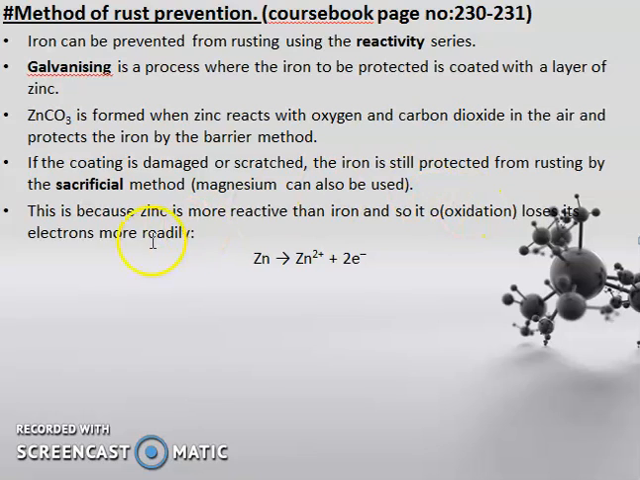It loses its electron more readily. Now see this zinc. So it is losing electron. You can see zinc gives Zn2+ and 2 electrons. There is loss of 2 electrons. Got it? So zinc helps to protect iron from rusting.